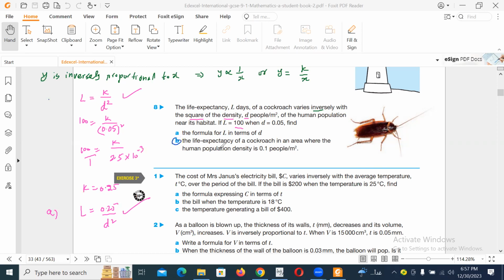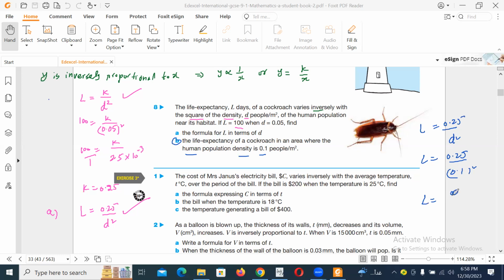Then we move on to the second part. The life expectancy of a cockroach in an area where human population density is 0.1. We have been given the density, and remember that the formula is L is equal to 0.25 over D squared. So L is equal to 0.25 over 0.1 squared.